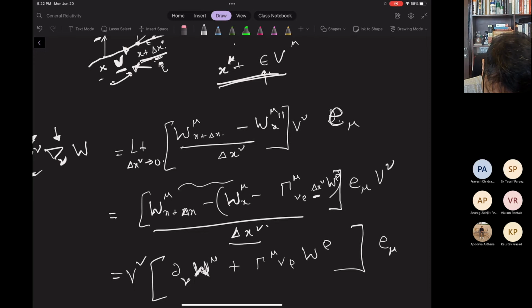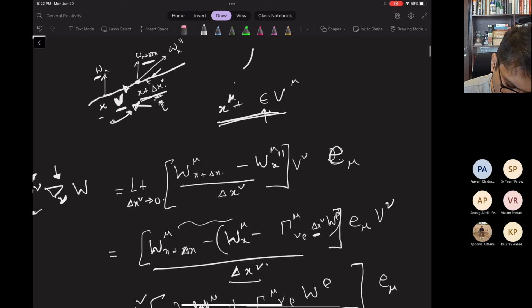So this term is a flow generated by the vector field v mu, no? x mu plus epsilon v mu. Yeah, if I do this, it looks like a flow. At this point, at least, it's a flow generated by v.